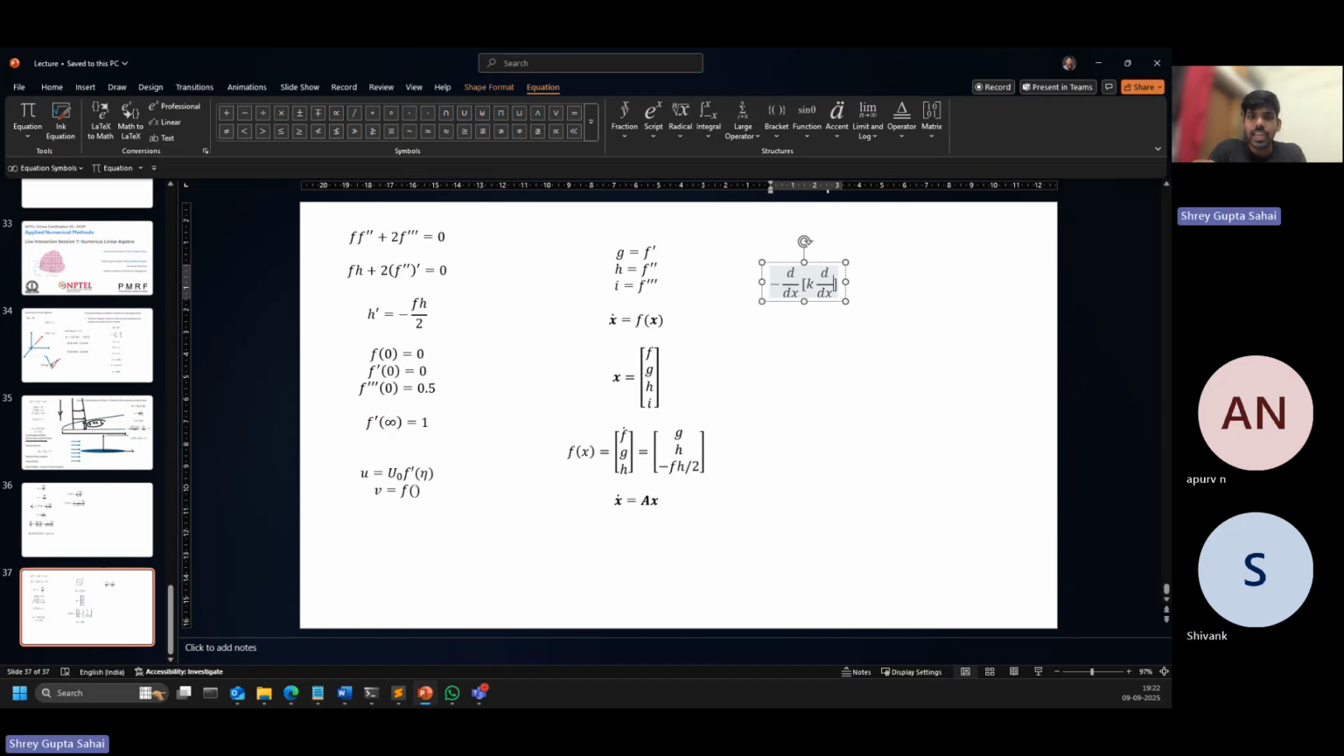Can you take a screenshot and put it in the chat? It's a little difficult to read what you are writing. Just write du by dx instead of d by dx. So K du by dx equals q. Capital Q or small q, it doesn't matter. Nice. Good question, Shivang.